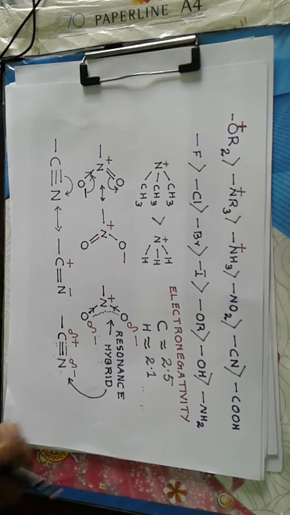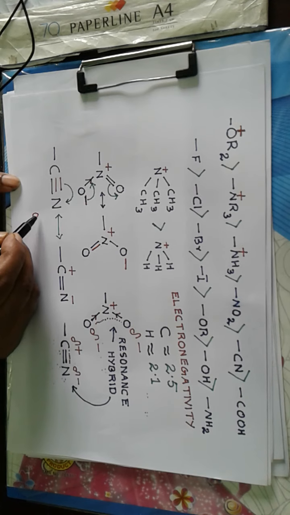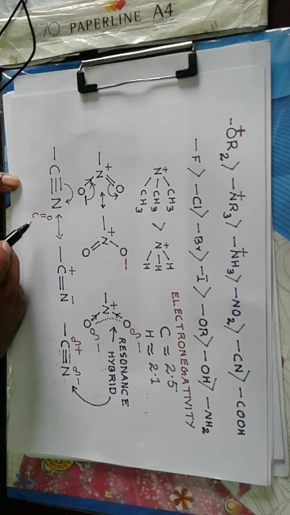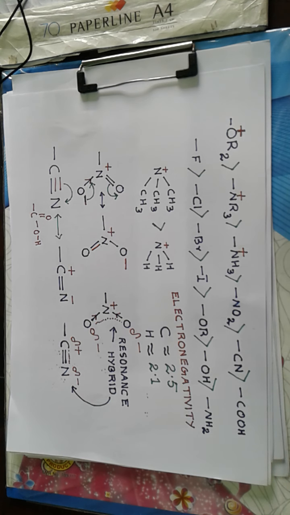carboxylic acid group is having the structure C double bond O, OH. Now in the case of the cyano group, we have a C triple bond N structure where carbon is triply unsaturated, we say, whereas in the case of COOH, the carbon is doubly unsaturated.